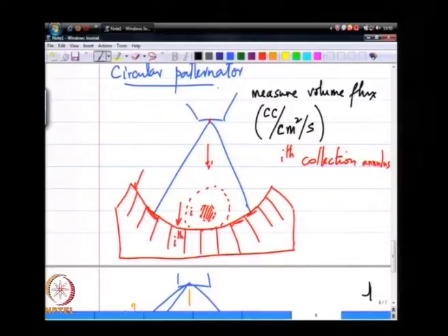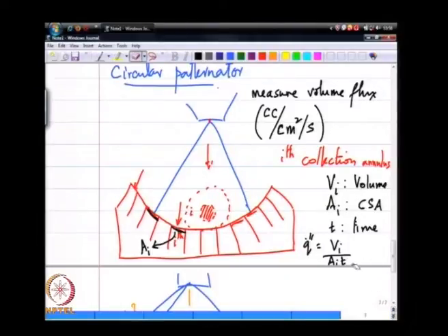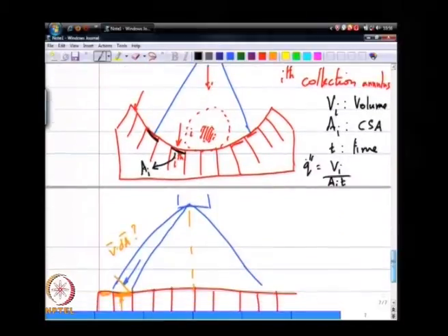Okay. So, if the area of cross section of the ith annulus is Ai, if Vi is the volume collected in the tube, and if T is the time, then the volume flux, called Q dot double prime, is given by Vi divided by Ai T. So, it is in this quantity Ai that the problem arises.